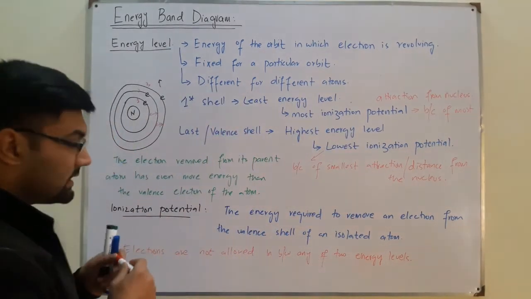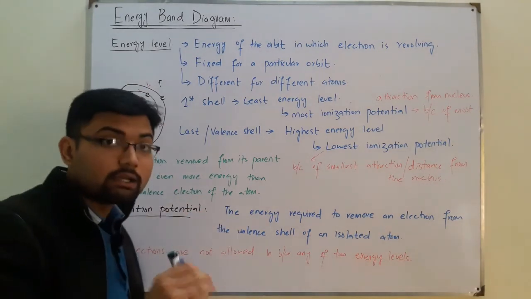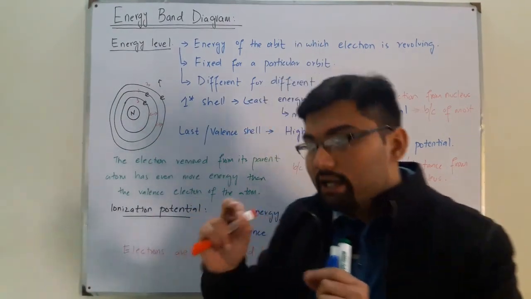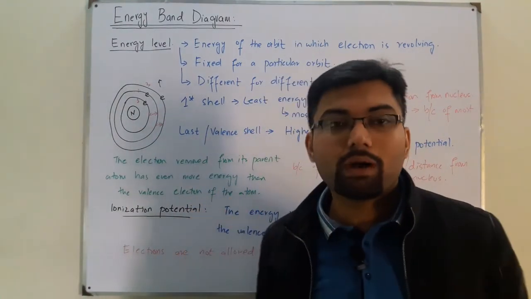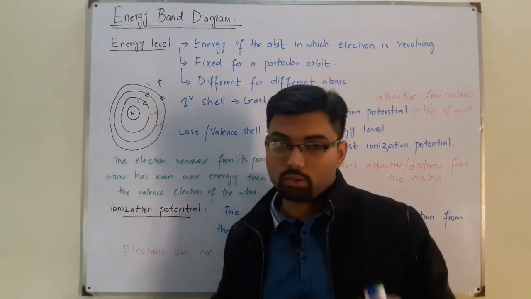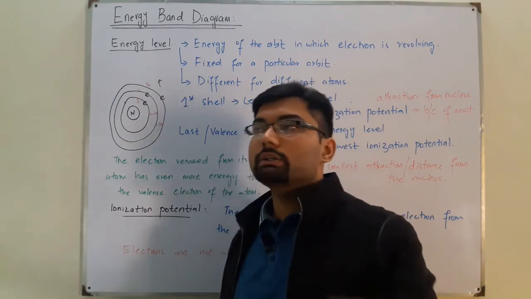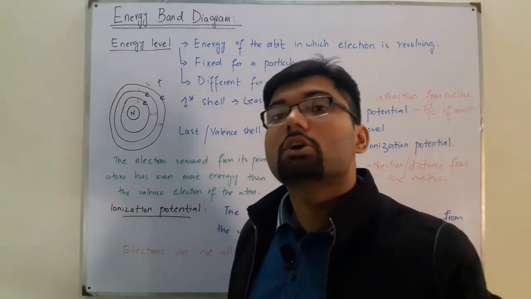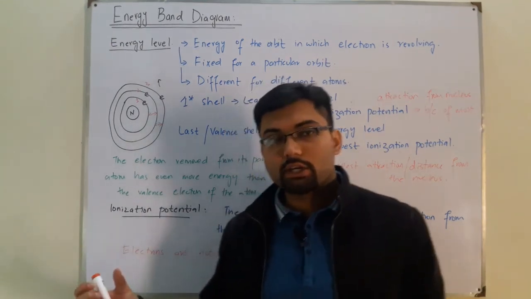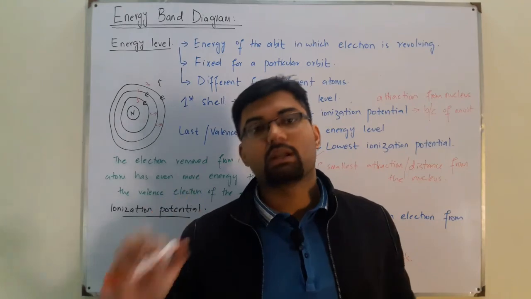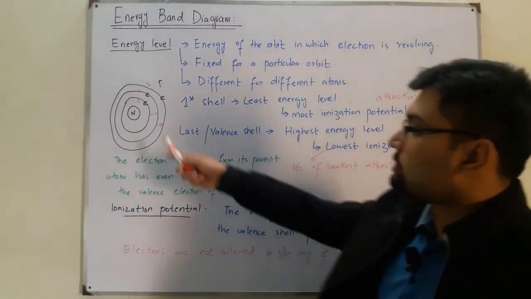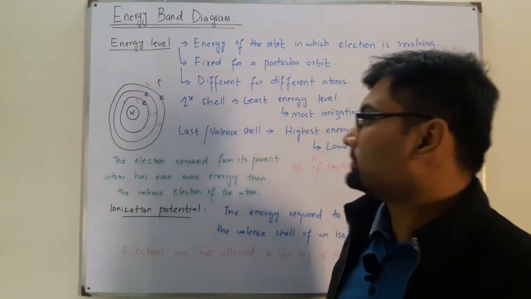Now, if it has low energy, it will stay in the lower state. If it has higher energy, it will stay in the higher state. If it has energy in between these two, what will it do? It will lose the extra energy and come to the lower state. Whereas if it wants to go into the higher state, you have to provide some external energy to it. When the external energy is provided, it will attain that energy and assume the higher state. Under normal conditions, it cannot stay between any of the two specific energy levels.